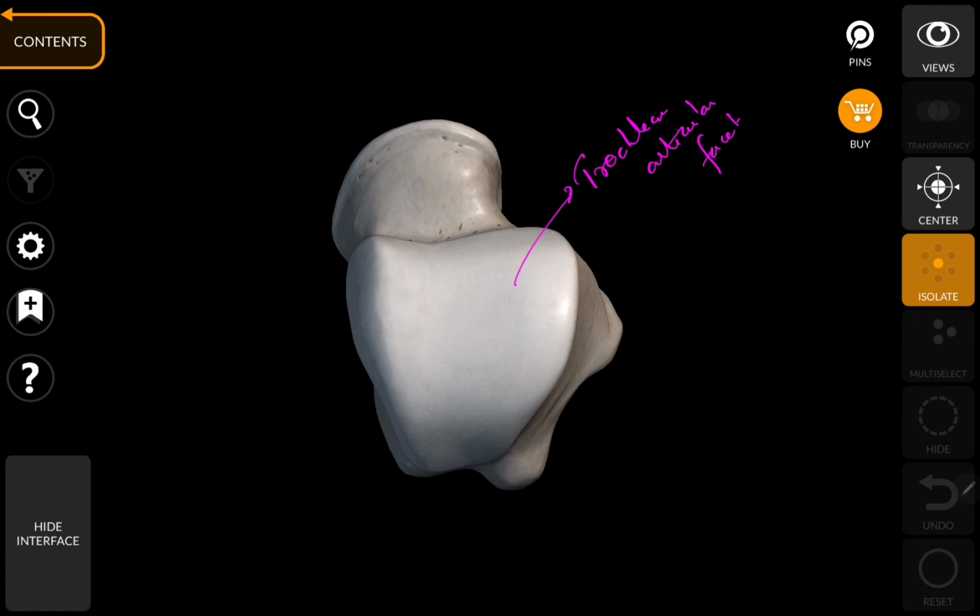articular facet. It is convex from anterior side to posterior side and concave from lateral to medial side, and this comes in contact with the articular facet over the lower end of the tibia and forms a part of the ankle joint. Coming to the nature of the surface, as you see here, the anterior part is broader when compared with the posterior part. So the anterior part of the trochlear facet is broader in nature than the posterior part.